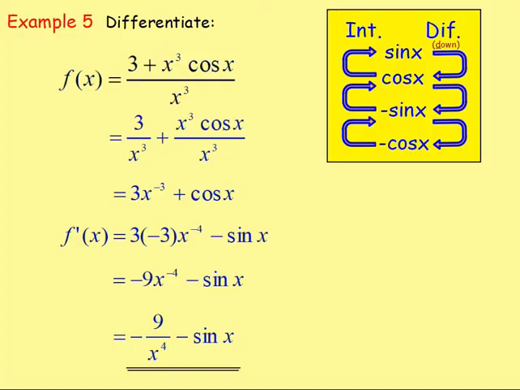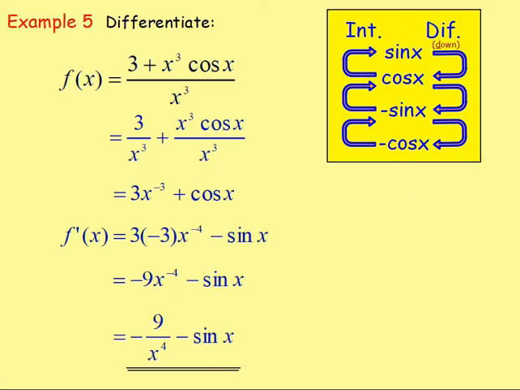There were other examples. This one here, we had 3 plus x cubed cos x all over x cubed. Remember, there are two different ways to work that out. First of all, two different ways to rewrite it. You can do it the way it's done here. You're thinking the 3 is divided by the x cubed, and also this x cubed cos x is divided by x cubed. So you can split it up into the two fractions.